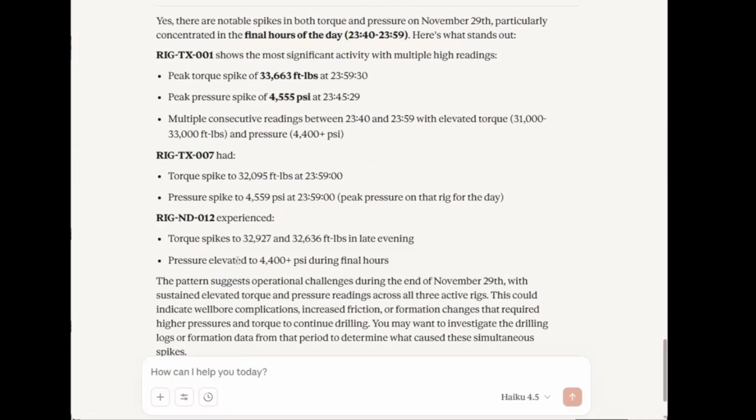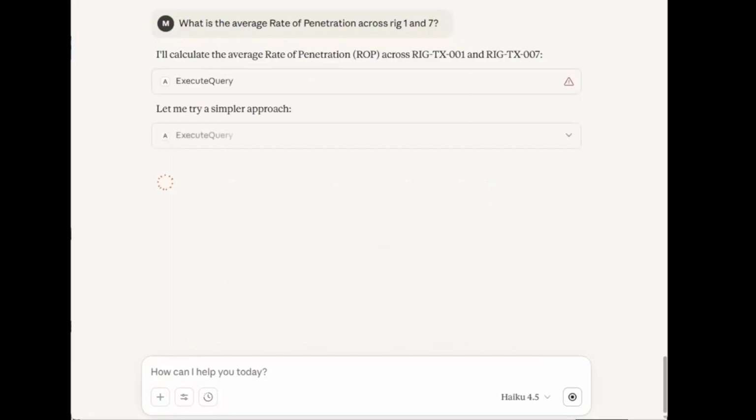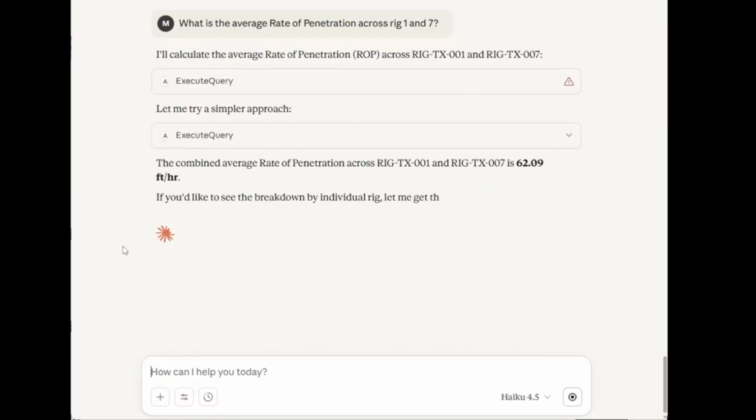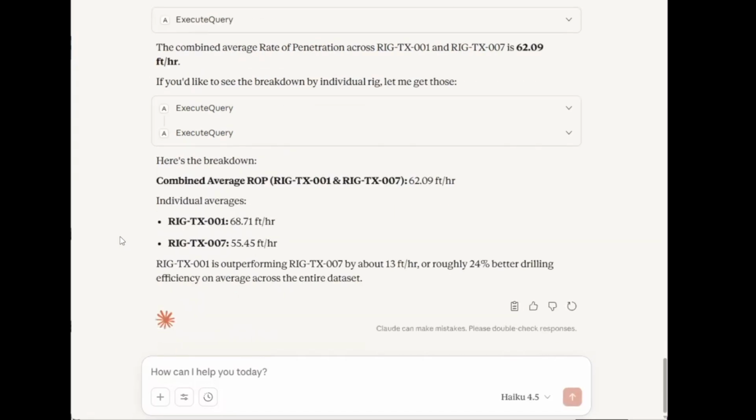and 12. This is really powerful in that I can just ask Claude what's going on with the rig, and Claude is telling me and analyzing the metrics that are being recorded by each rig. And finally, I can also ask some things like, what is the average rate of penetration across rig 1 and 7? And we can see that Claude responds with the metrics that I requested.